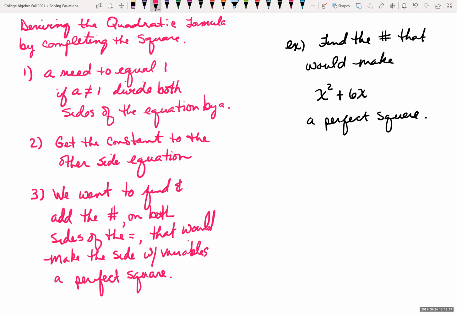So we're trying to find something that we're going to add here. And what we're adding, well, we need it to be the same number that we would add to get 6. And this number that we're adding, we're going to square that number. So what is the same number that I can add to get 6?